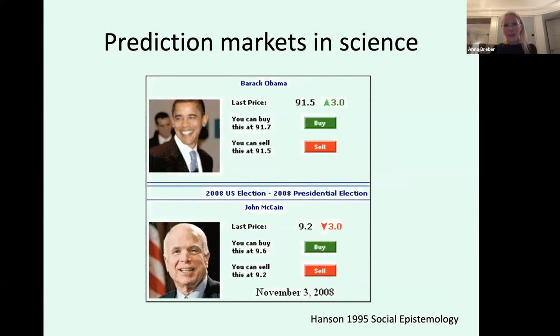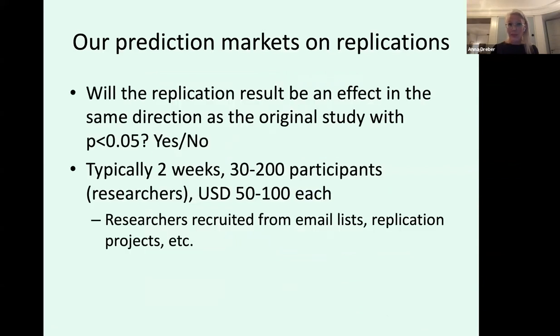There are many studies comparing prediction markets to election polls, and the markets typically perform as good or better than polls, but not always. But we're not interested in election polls. We're interested in using these types of markets to try to predict replication outcomes. So in these studies, we basically linked prediction markets to replication projects, and I will go into details and tell you more about which ones in particular. The main thing we're asking people to predict is a simple binary event: whether the replication result will be an effect in the same direction as the original study that is statistically significant in a two-sided test, yes or no. So a binary event, for better and for worse.